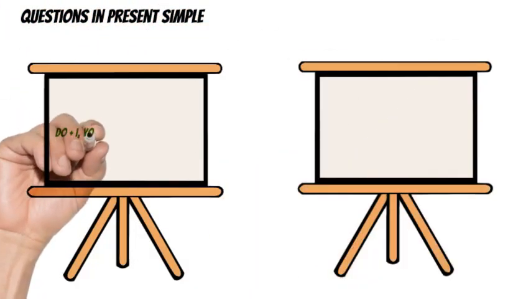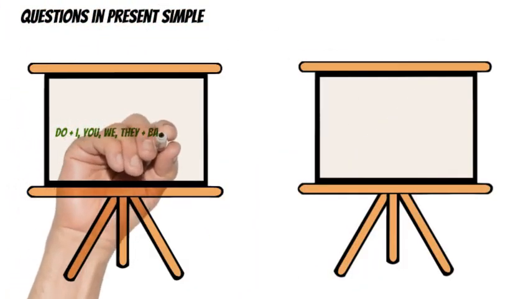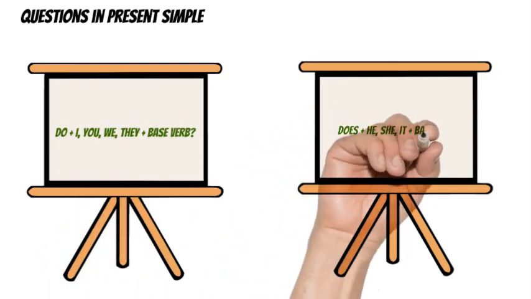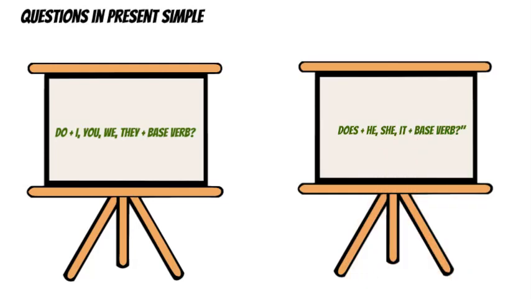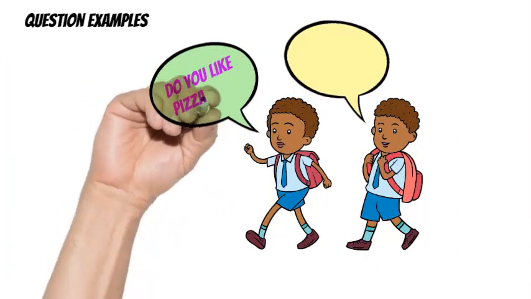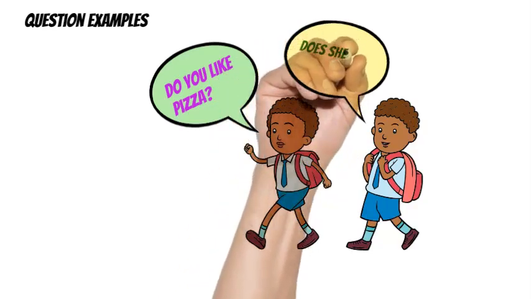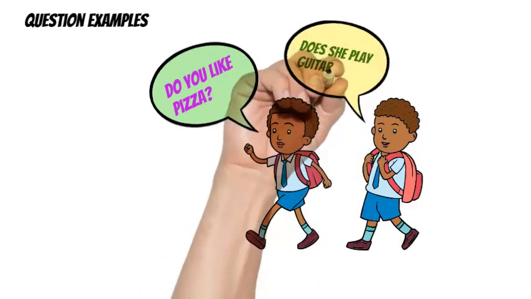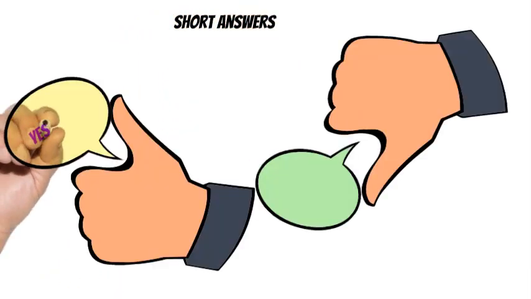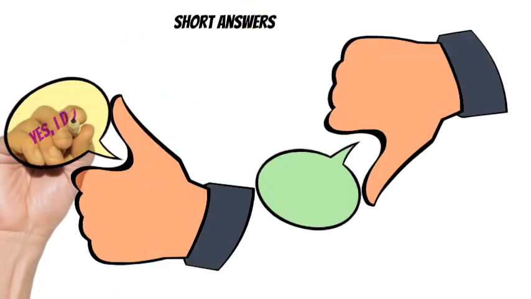To ask questions, start with do or does, followed by the subject and base verb. For example, do you like pizza? Or does she play guitar? Answer with yes or no, followed by the subject and do or doesn't.